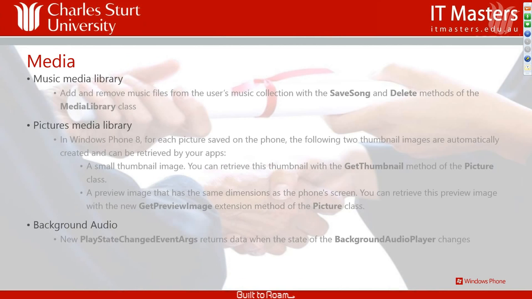In the media space, the media library class has been extended to allow us, as third-party developers, to save songs back into the music library. So by downloading media within your application and saving it back to the media library, all of a sudden that media becomes available to the entire music and video hub and other applications on the platform. As I mentioned before, there's a couple of additional methods around pictures, for example a method for getting a thumbnail and getting a preview image for a particular image. There are also some additional arguments available for the background audio player and some improvements around that background audio task.